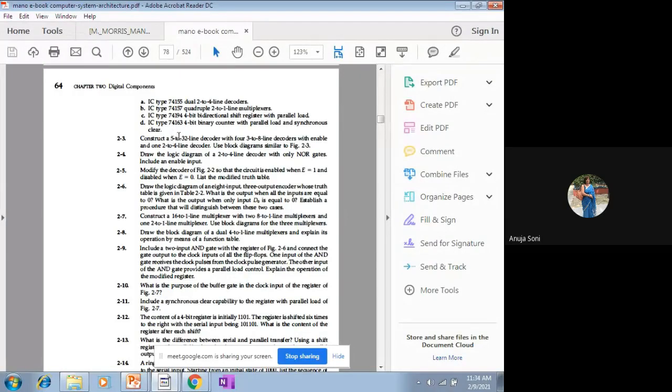2 raised to 5 means 32 decoder outputs will be generated. Now this has to be designed as a 5 to 32 line decoder. Four 3 to 8 line decoders have to be connected with each other, with the enable signal also used, plus one 2 to 4 line decoder. In total, these 5 decoders are required to work as a decoder of the size 5 to 32 line decoder.